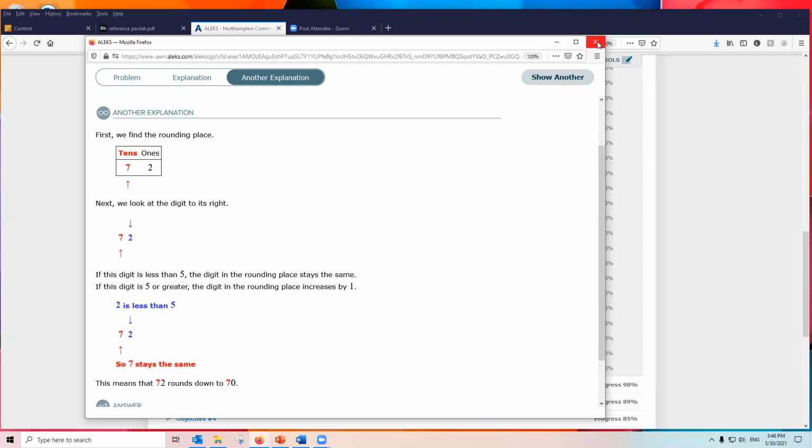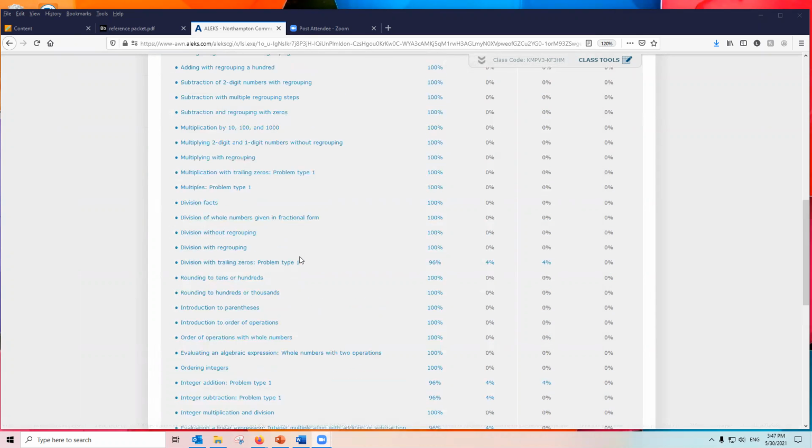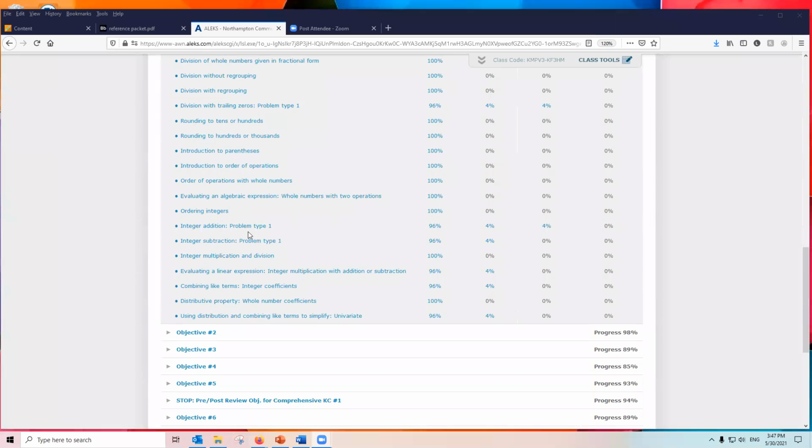All right, so that's an example on rounding. Let me go to another example. How about, let me do an example here. Order of operations. Let's do that.